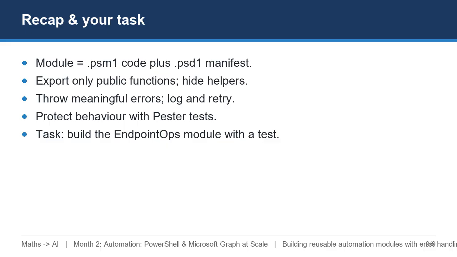Your task: turn at least 2 earlier functions into a module called EndpointOps, generate the manifest, export only the public functions, wrap a Graph call in Invoke-WithRetry, add Write-Log, and write one Pester test that mocks the Graph cmdlet and asserts a throw when no device is found.